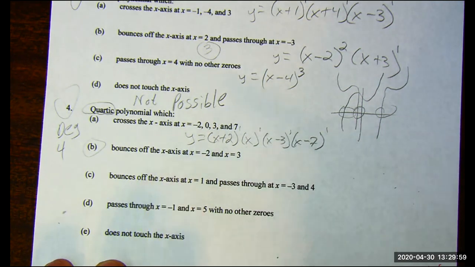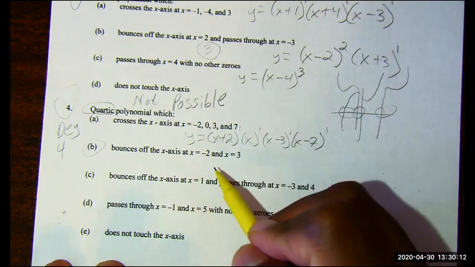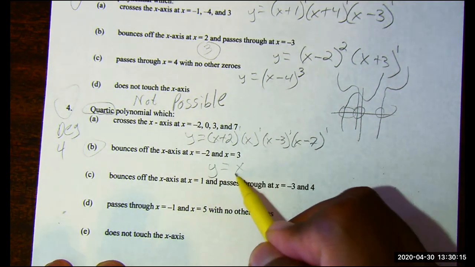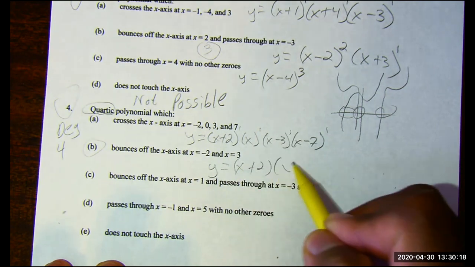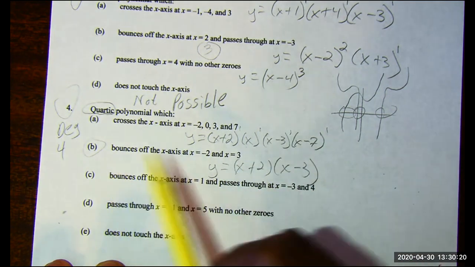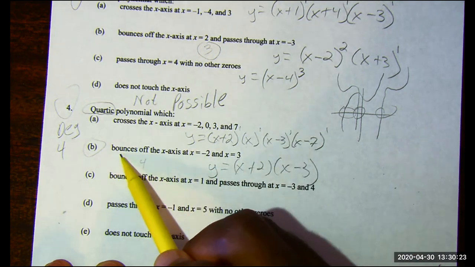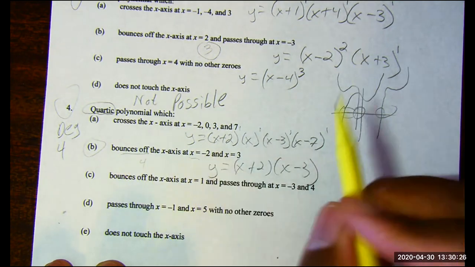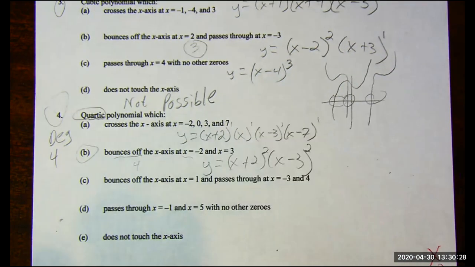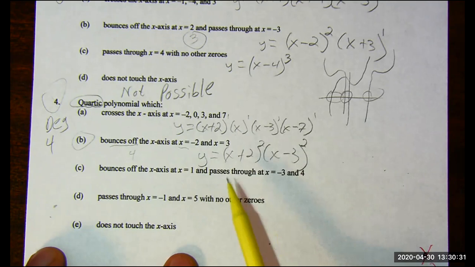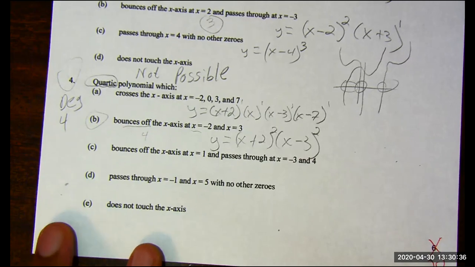Bounces off the x-axis at x equals negative 2 and x equals 3. Again, let me just set up my zeros. X plus 2, x minus 3. Has to be degree 4. It bounces off the x-axis at this and that, so they have to both be raised to the second power. 1, 2, 3, 4, bounce point, bounce point. Look at that.